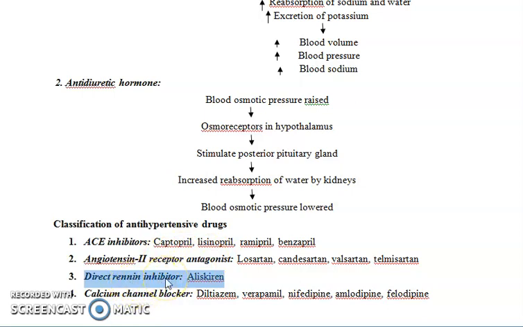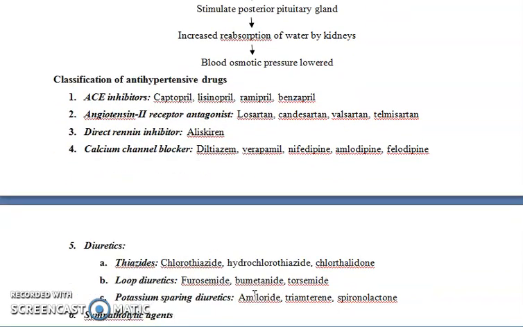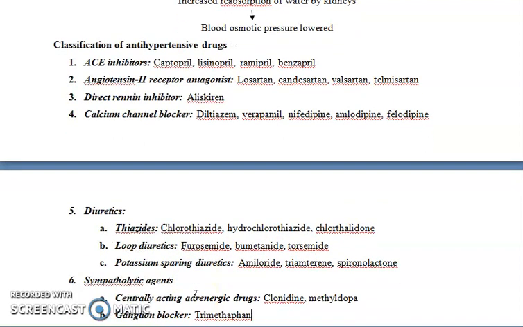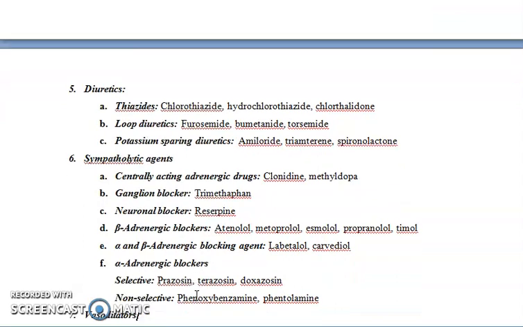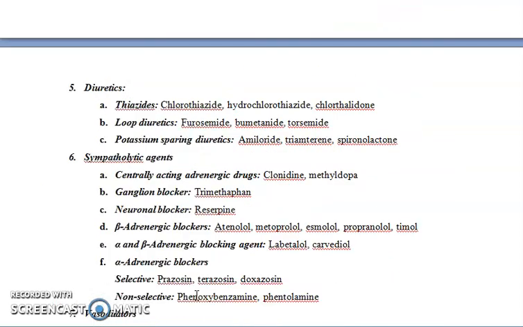If we understood the renin-angiotensin-aldosterone system, we can write the mechanism of these 3 classes of drugs. Come to the next one, that is calcium channel blockers, that is diltiazem, verapamil, nifedipine, amlodipine as well as felodipine. Come to the next one, that is diuretics, which are further classified into 3 types, that is thiazide diuretics, loop diuretics as well as potassium sparing diuretics. We'll be discussing each of these classes in detail.